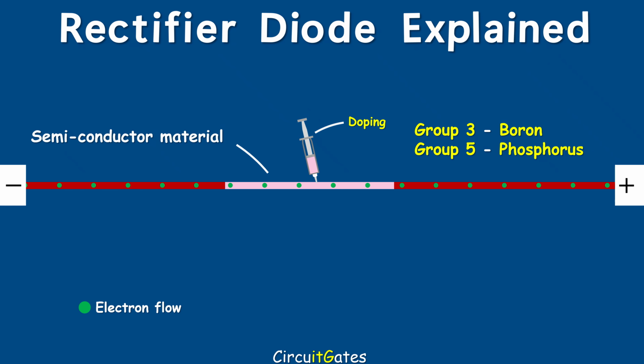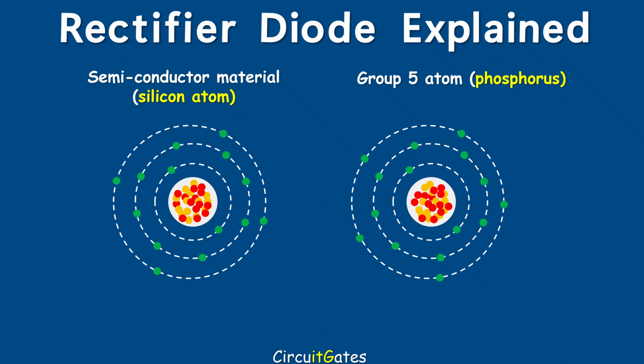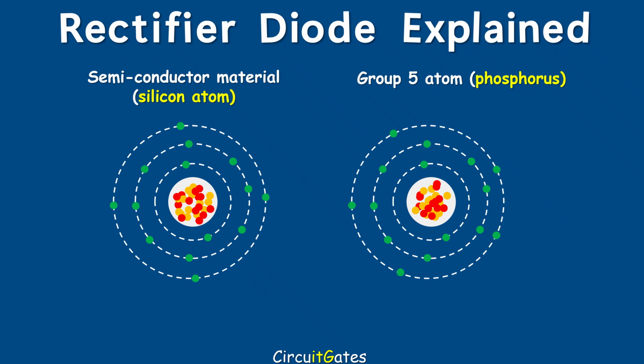When a semiconductor like silicon is doped with atoms of group 5 such as phosphorus, there is an electron from every group 5 atom that is left without forming a bond. This electron is free and will cause conduction in the doped semiconductor material when connected to a source of voltage.